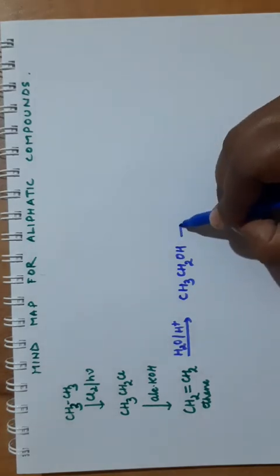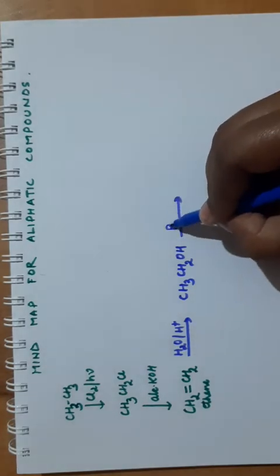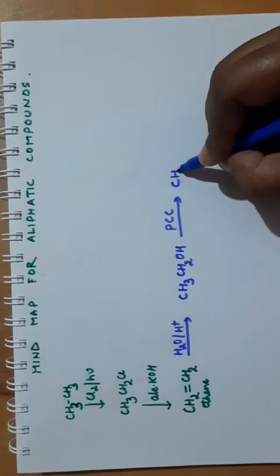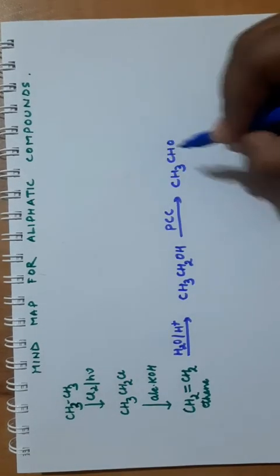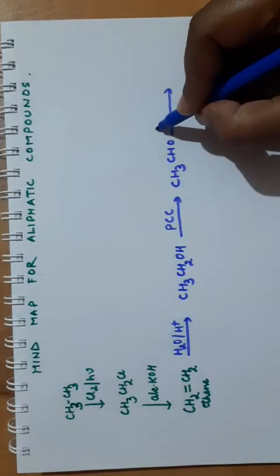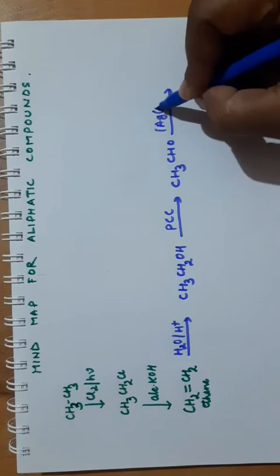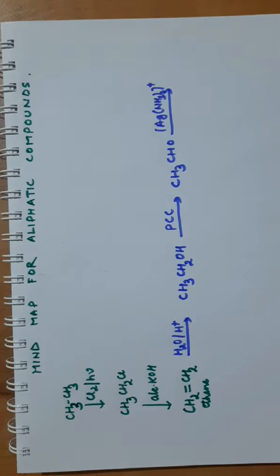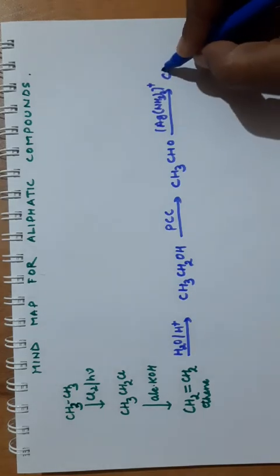If alcohol is oxidized by PCC, pyridinium chlorochromate, you will get an aldehyde CH3CHO. And on further oxidation of this aldehyde, if you are treating it with Tollens reagent, Ag(NH3)2+, a weak oxidizing agent, or a strong oxidizing agent, you will get an acid.